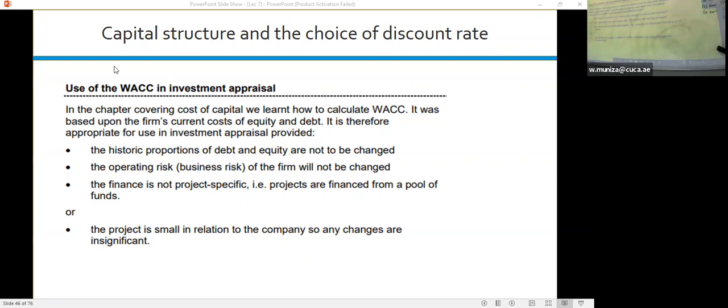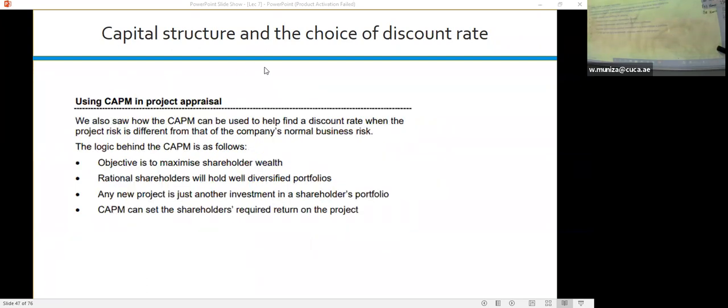So you need to be clear about this point, because in the exam you must discuss it. When the question comes, they are not going to leave you only with the numerical portion. You have to discuss all these points. When you discuss them, then you will get the marks.